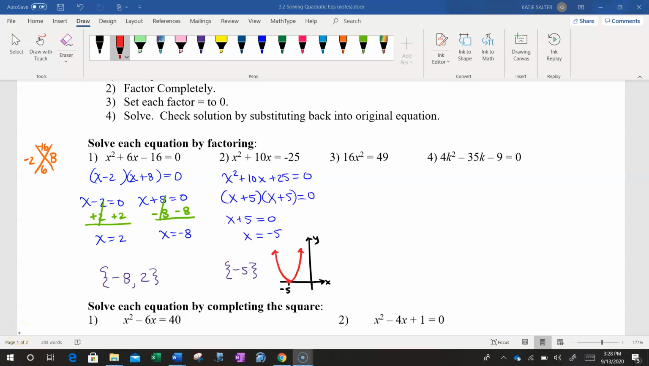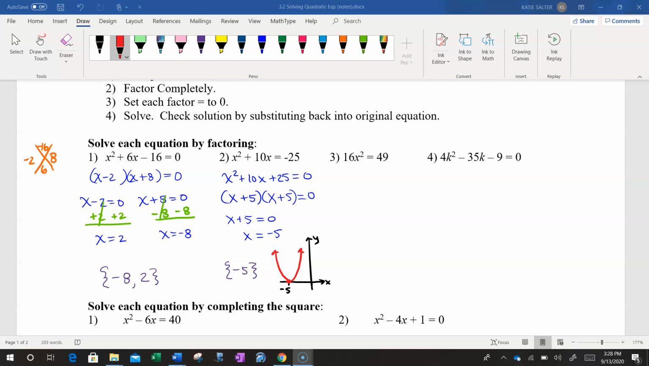All right, so in the second one, we add 25 over. We then factor completely. We get the factors x plus 5 and x plus 5. Since they are the same factors, we only need to set them equal to 0 once because we're going to get the same answer twice. And what we call this one, we call it a double root, because if you were to set both factors equal to 0, you would get -5 twice.